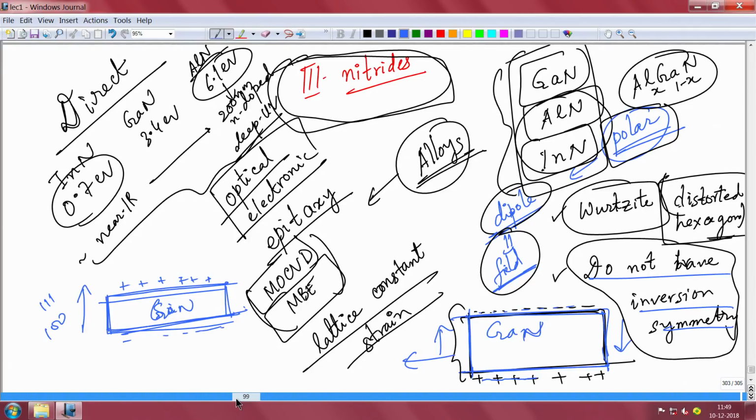This is why it doesn't have an inversion symmetry. It's not the same when you flip it upside down. And where does this charge come from and what is this polarization? That we'll discuss. Of course, this is a very unique property.